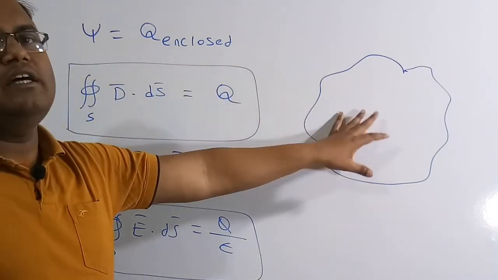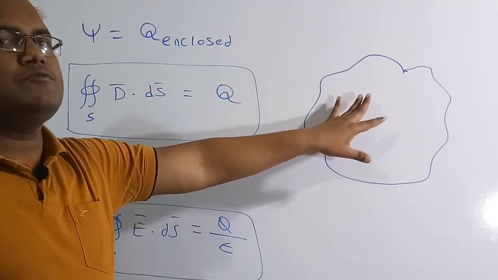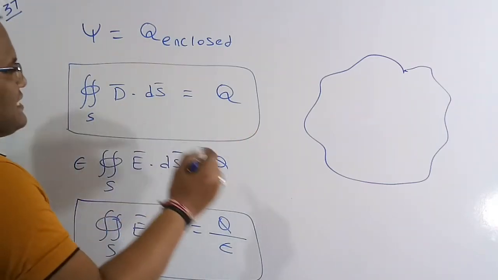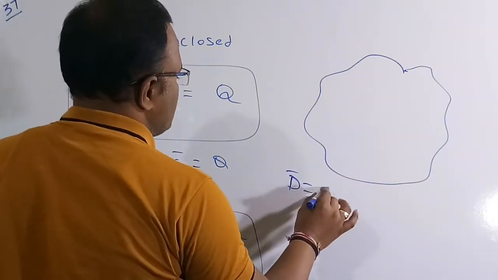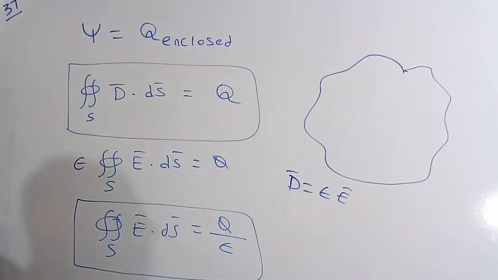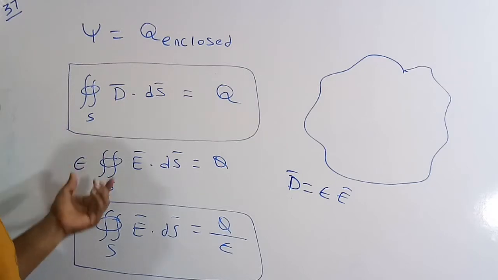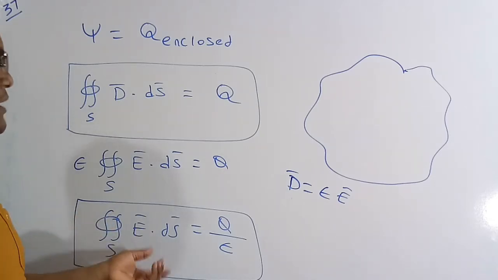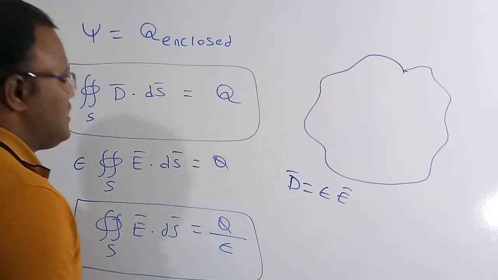In the question, this closed surface encloses the charge which is equal to Q. Now, if you want to know what D bar is, D bar is equal to epsilon times E bar. So you can take the constant epsilon outside of the integration. So epsilon times the closed surface integral of E dot dS bar is equal to Q. If I take this epsilon downward, we get the closed surface integral of E dot dS bar is equal to Q by epsilon.